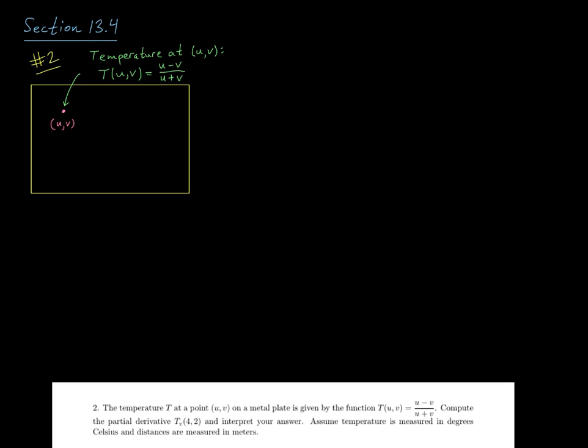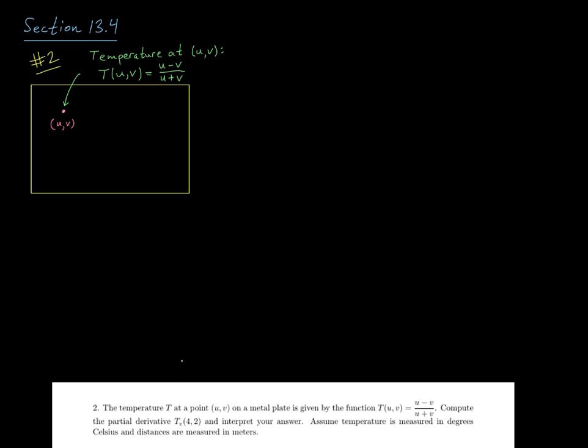In this video in section 13.4, we're going to look at question number 2. This problem says that the temperature T at a point (u, v) on a metal plate is given by the function T(u, v) equals the ratio of u minus v and u plus v. Compute the partial derivative T sub v at (4, 2) and interpret your answer. Assume temperature is measured in degrees Celsius and distances are measured in meters.